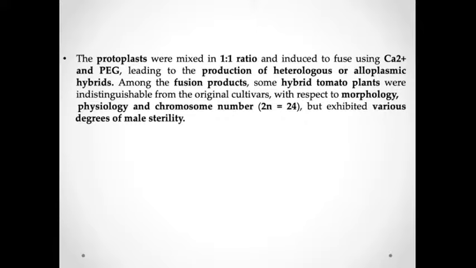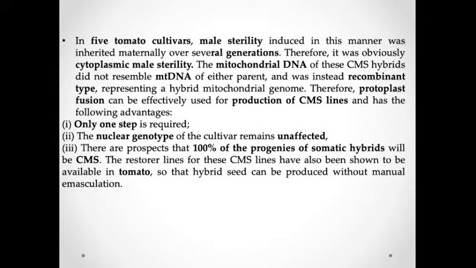Among the fusion products produced here, some hybrid tomato plants were indistinguishable from the original cultivars with respect to morphology, physiology, and chromosome number, but exhibited various degrees of male sterility. So we were successful in producing male sterility in them. In 5 tomato cultivars, male sterility induced in this manner was inherited maternally over several generations. So for several generations, these 5 cultivars were cultivated like that. Therefore, it was obviously cytoplasmic male sterility.